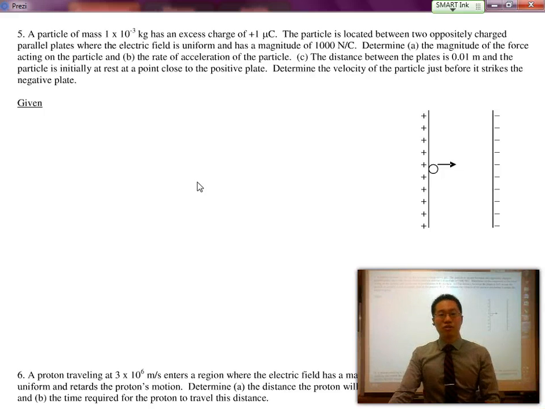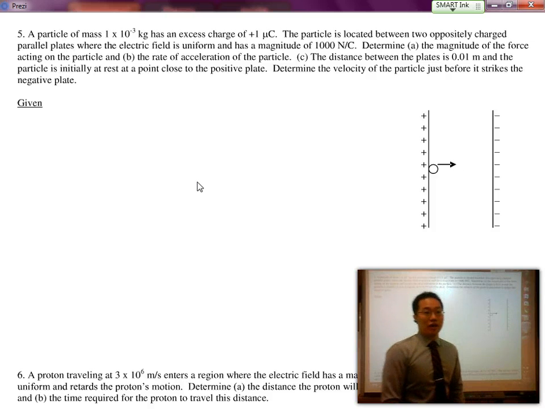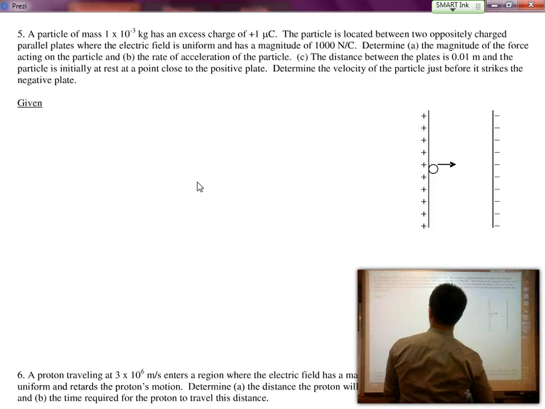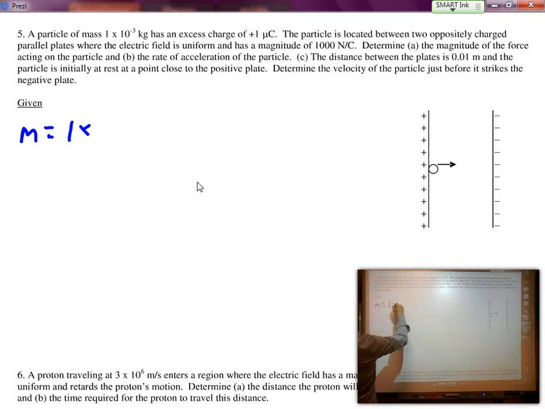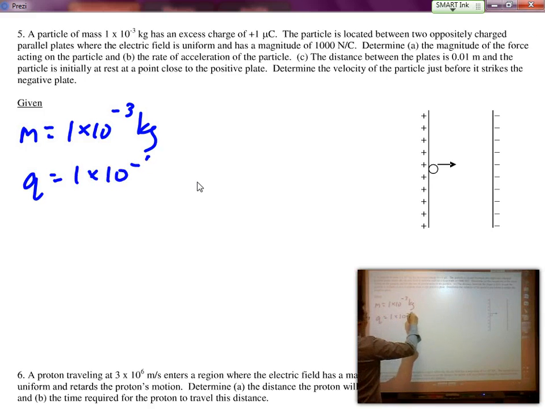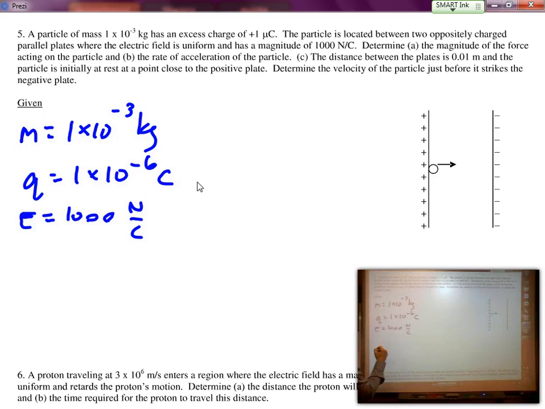So, of course, since we are able to do all sorts of mechanics questions on this, this could be a negative charge or a positive charge. Let's do some practice questions with this now. A particle with a mass of 1 times 10 to the negative 3rd kilograms has an excess charge of positive 1 microcoulomb. So 1 microcoulomb means 1 times 10 to the negative 6 coulombs. And the electric field that exists there has a magnitude of 1,000 newtons per coulomb. They ask us, what is the force acting on the particle? What is the acceleration? And if the distance is 0.01 meters, what is the final velocity right before it strikes the other side?